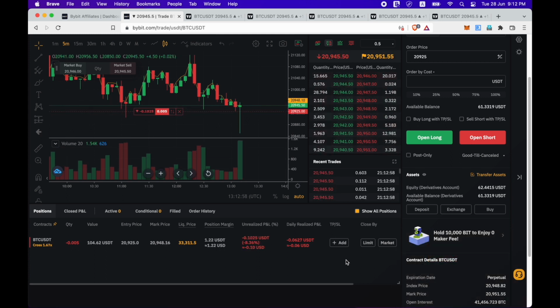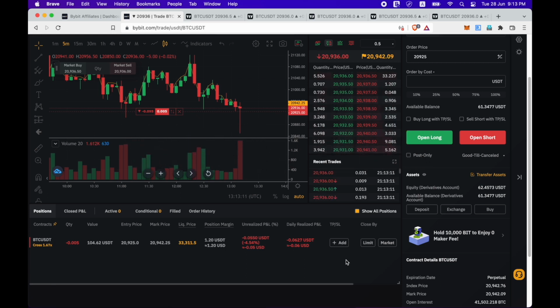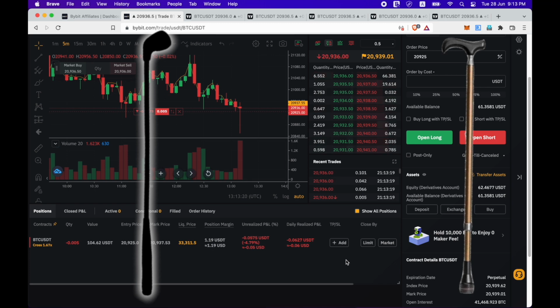Look at the shape of that candle wick. Is there a name for it? I call it wicked wick. Yeah, wicked wick. You always trigger my trade and then go in the opposite direction. It looks like a walking stick or an upside down golf club. Oh, comment below if you know the name.